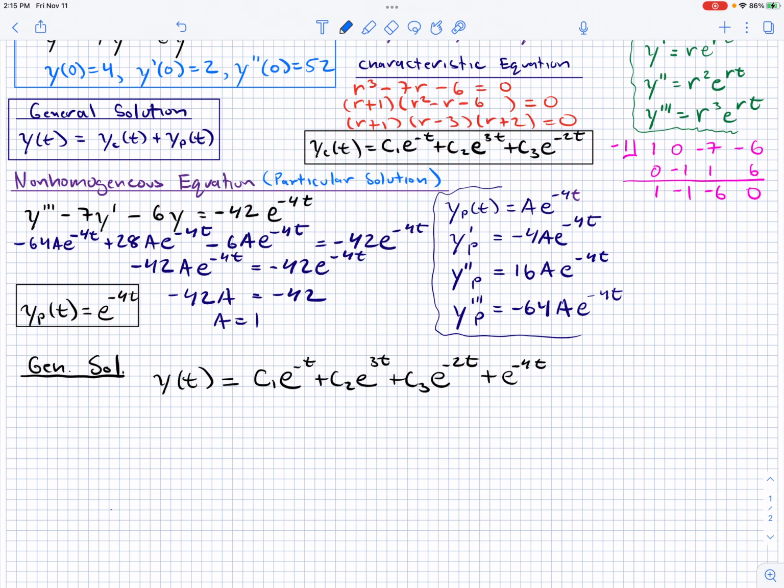Since this is an initial value problem, we do need to plug our initial values in. Our first one is y of 0 being equal to 4. We'll need to take the derivative because we are given y prime of 0 is 2, and the second derivative as well, and y double prime of 0 is 52.